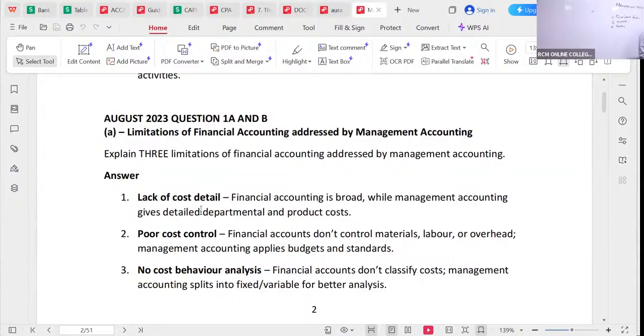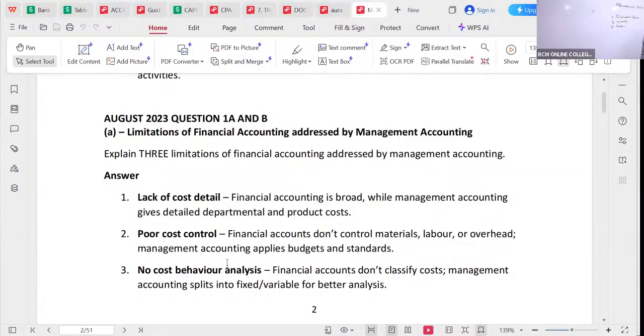Management accounting applies budgets and standards. If you remember very well, I said some teacher here, I was not available. You were able to do this concept of cost behavior. Do you remember the behavioral classification? In this case, we are able to classify our costs into variable and fixed. Financial accounting doesn't do that. Management accounting does that, isn't it? Management accounting is able to do that.